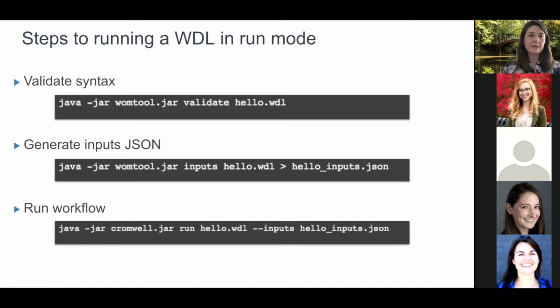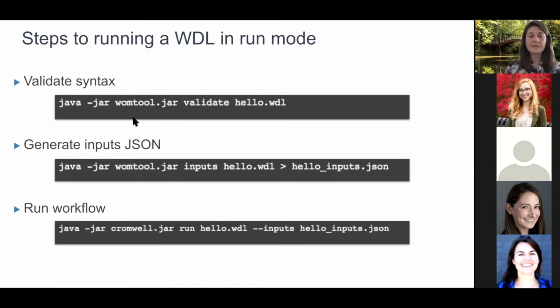All right. So let me talk a little bit more about run mode in case you do want to try running a WDL workflow on Cromwell on your personal computer. There's basically 3 steps that you need to take. First, you need to validate your syntax. This should sound familiar from the Learn WDL videos that were homework. You can use a common tool called WOM tool, which will validate syntax in WDL scripts.